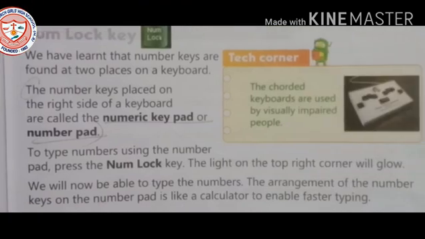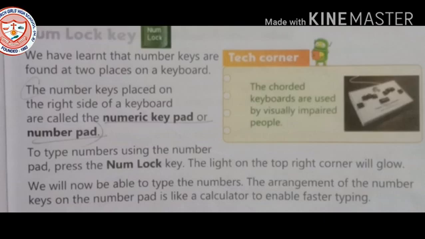Num Lock key. You can see the symbol of the Num Lock key on your keyboard; it's written Num Lock. We have learned that number keys are found in two places on the keyboard. The number keys placed on the right side of the keyboard are called the numeric keypad or number pad.